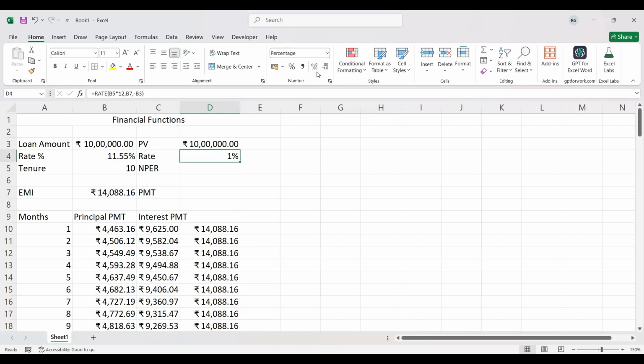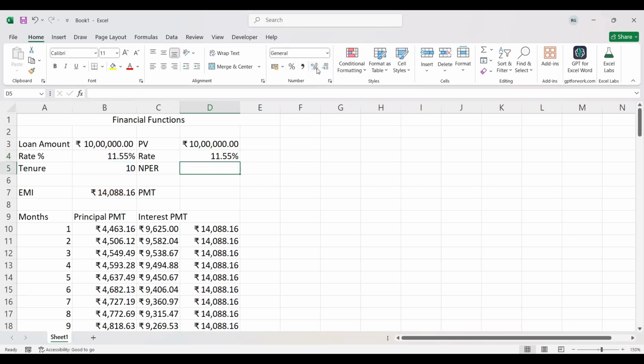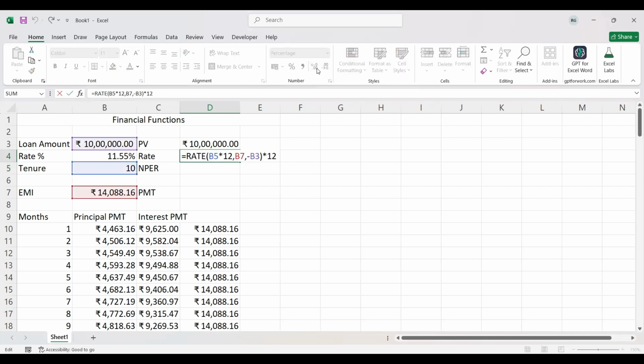If I increase the decimal numbers, it's giving 0.96%, but it's monthly. So if you want to get it yearly, just multiply by 12. And here we got 11.55. Because everything we have taken monthly, we have taken the NPR monthly, we have taken EMI as a monthly one, and we have taken the principal loan amount over there. So of course we have to multiply by 12.